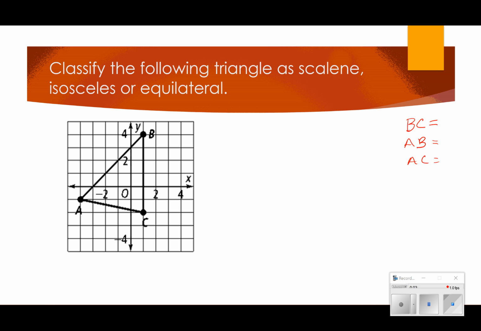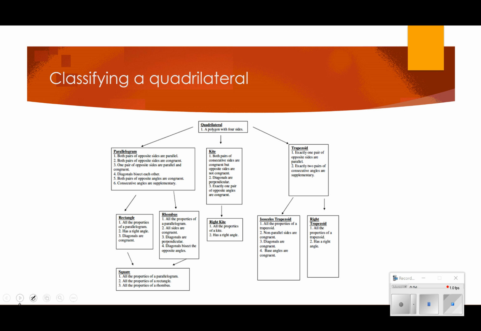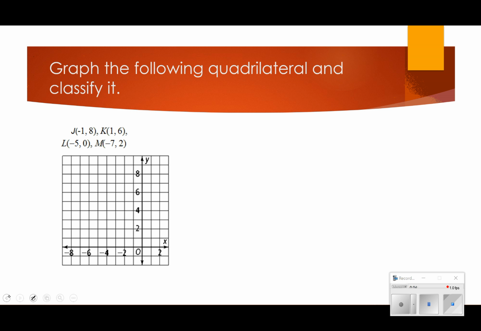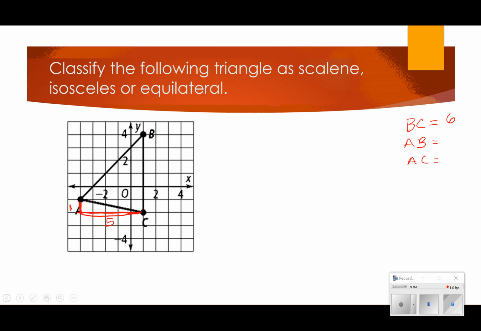Okay, so BC, we can just count. It's 1, 2, 3, 4, 5, 6. So the length of BC is 6. Now for AC and AB, we're going to have to use the distance formula. I know you love that. Actually, this is where you could use the Pythagorean theorem. If I know that this side here is 1, and this side is 1, 2, 3, 4, 5, I can use the Pythagorean theorem, because that is the hypotenuse. And it's probably easier to remember than the distance formula.